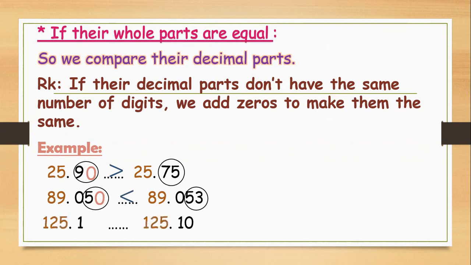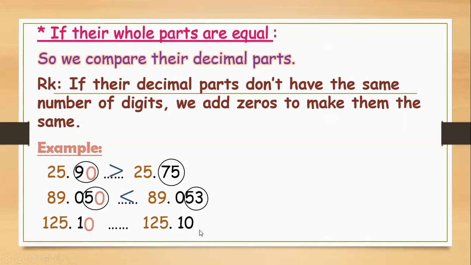Another example, 125 and 1 tenth, 125 and 10 hundredths. Look, these two numbers have the same whole parts, so we will compare the decimal parts, but here we have only one digit and here we have two digits. They are not the same, so we add 0 to this one to make them the same.